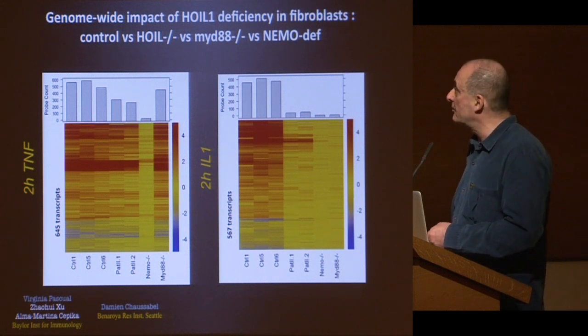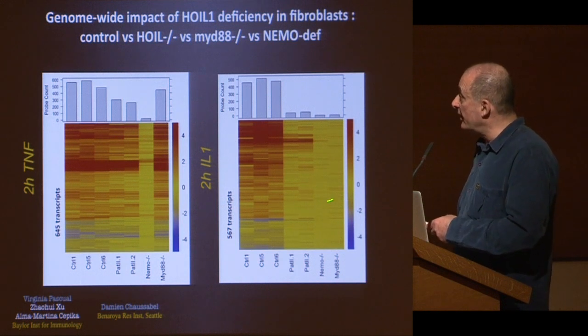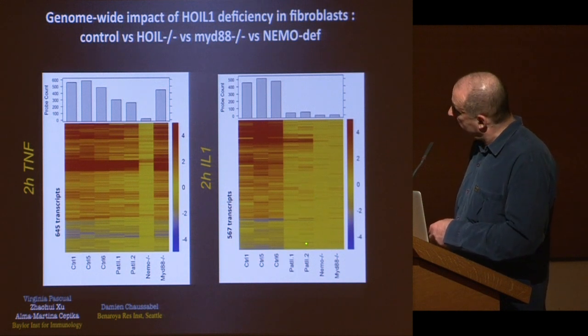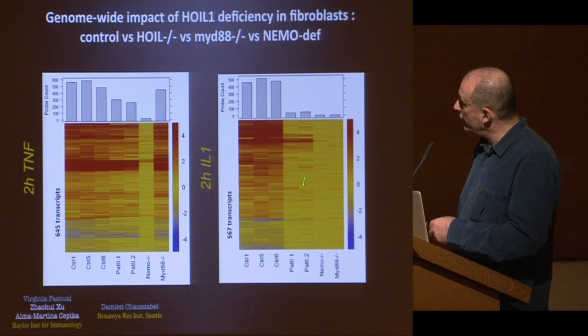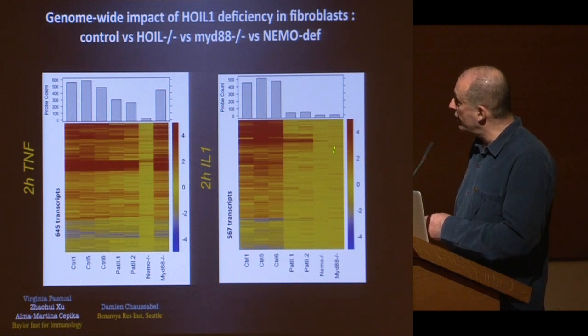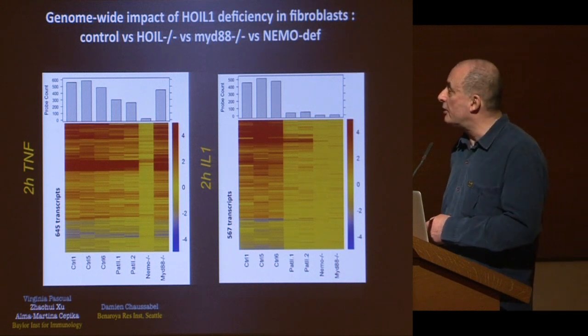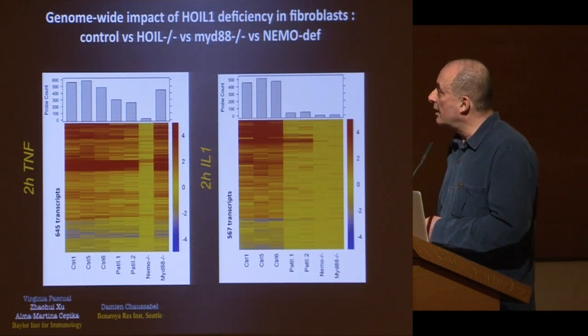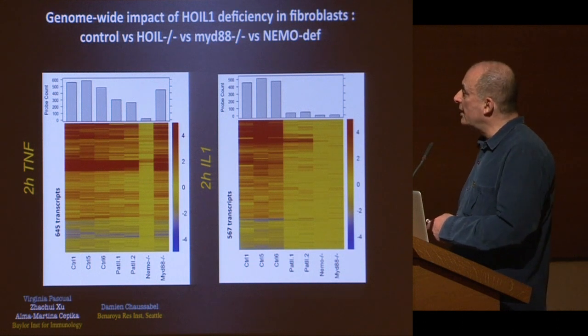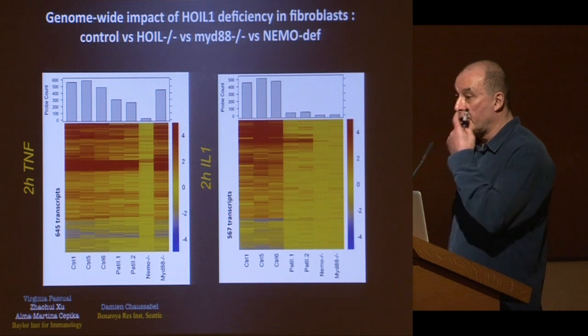And on the other hand, the IL-1 situation was very different, in the sense that the 2 patients had a very strong defect in the IL-1 response, compared with 3 controls. It looks a bit like the NEMO-deficient or MyD88-deficient cell, except for a subset of genes essentially encoding chemokines around here. So for fibroblasts, the conclusion is that HOIL-deficient fibroblasts have an almost normal TNF response and a very strongly reduced IL-1 response.